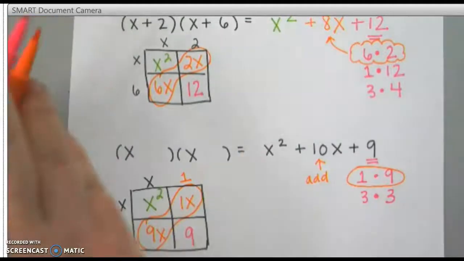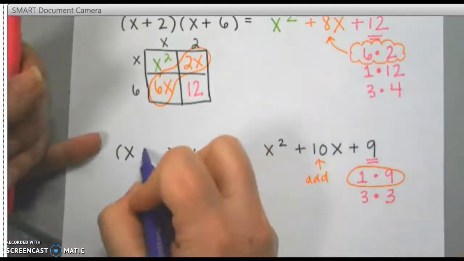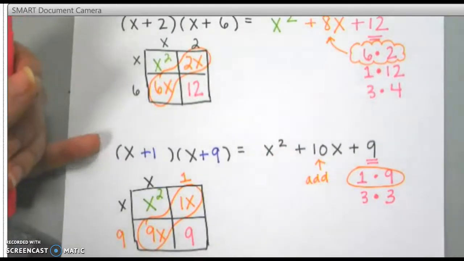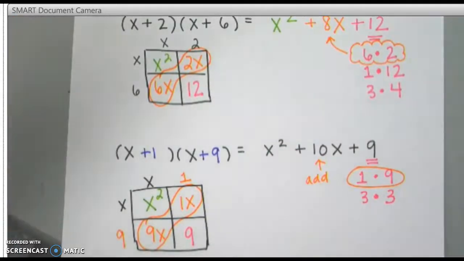So my answer is x plus 1, x plus 9. And it doesn't matter which one you put where. Multiplication, the order doesn't matter. So you could put x plus 9 times x plus 1, and that's still the same thing.